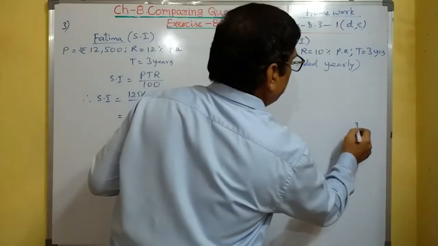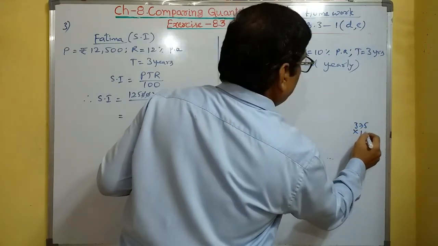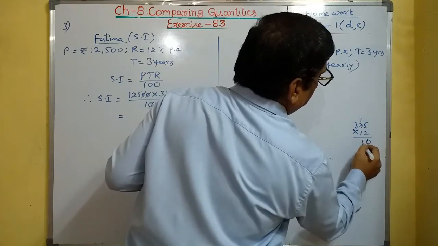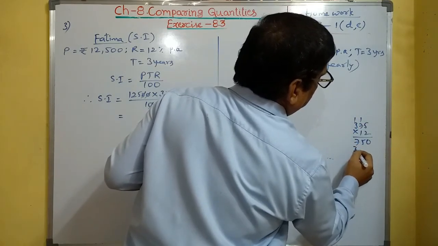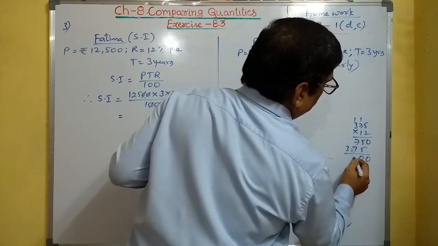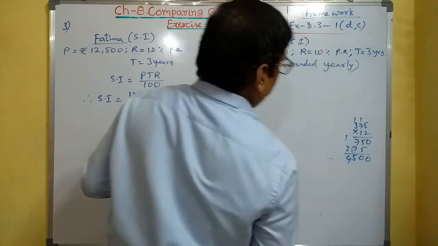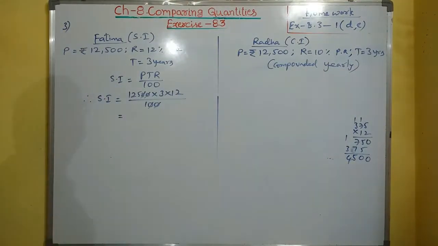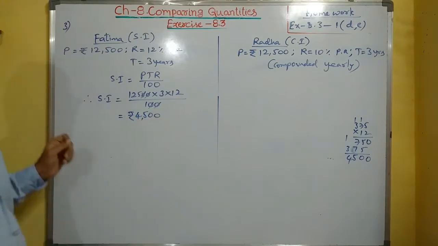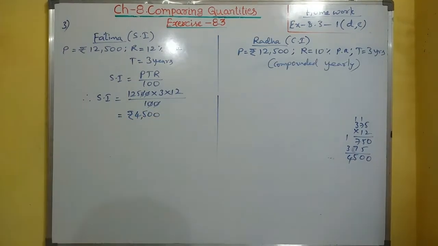Let us do the simplification into 12. We get 750, and then 4,500. So we get 4,500. This is the interest to be paid.